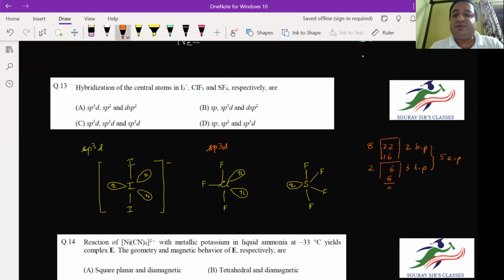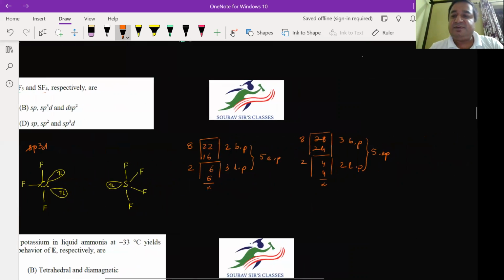Okay. Let's do it for SF4. Sulfur is 6 and we have 4 fluorines. So for S it is 6. So 4 fluorines means 28. 28 plus 6 is going to be 34. Now you have 34.